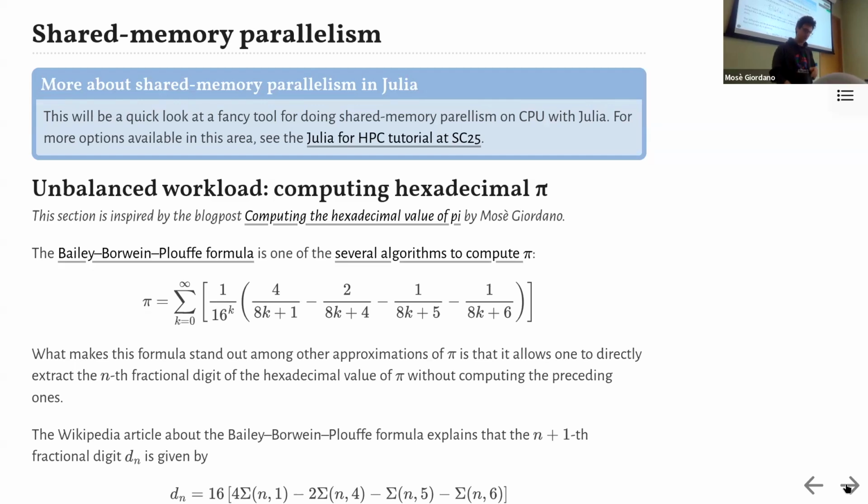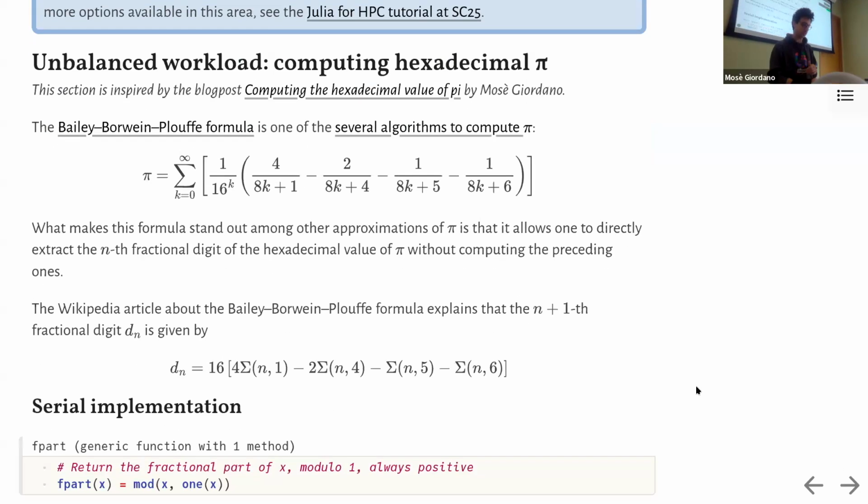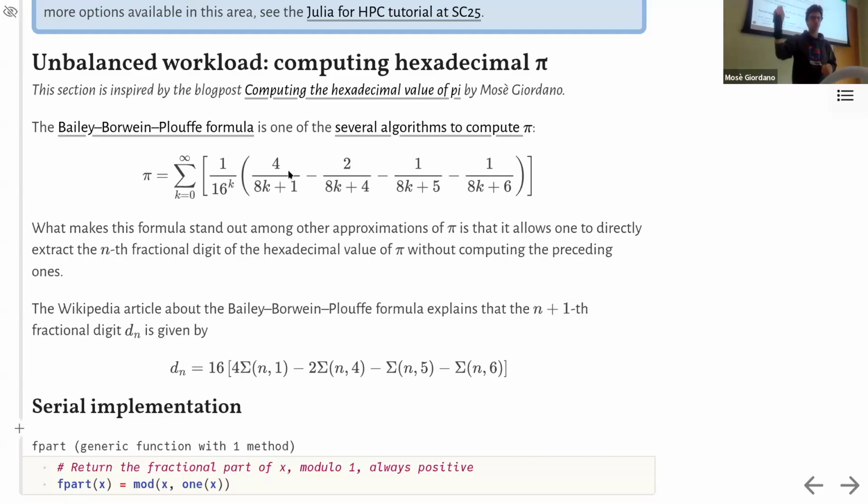To showcase this, I will start by talking about this formula to compute pi, the Bailey-Borwein-Plouffe formula. There are tons of ways to compute pi. This one is interesting because it gives you the nth fractional hexadecimal digit of pi without computing all the others. So you can say, I want to know the 1000th hexadecimal digit of pi, and you can just get that one. And that's pretty cool.